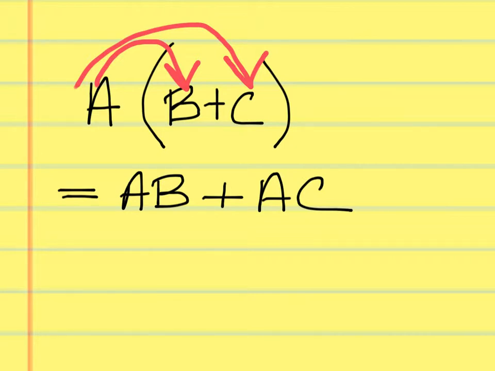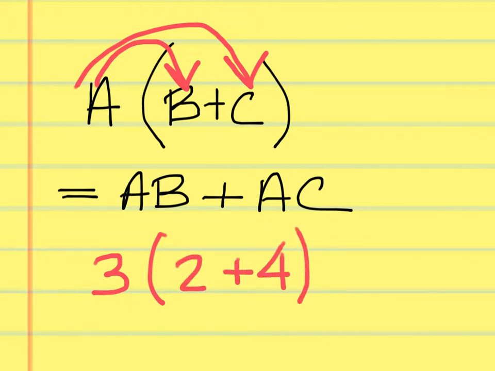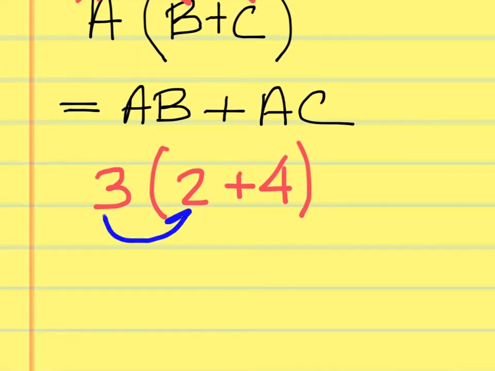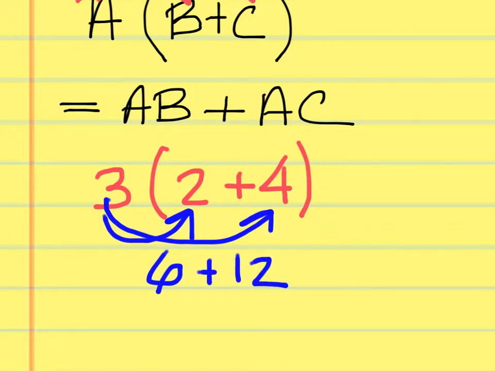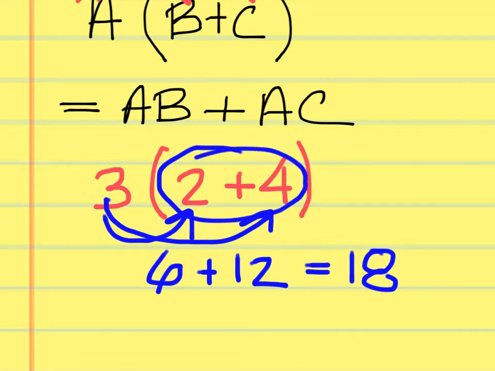For example, if I had 3 times the quantity 2 plus 4, I can multiply 3 times 2 to get 6 and 3 times 4 to get 12. When I add those together, I get 18. You can check that by looking at 2 plus 4. 2 plus 4 is 6. 6 times 3 is still 18.